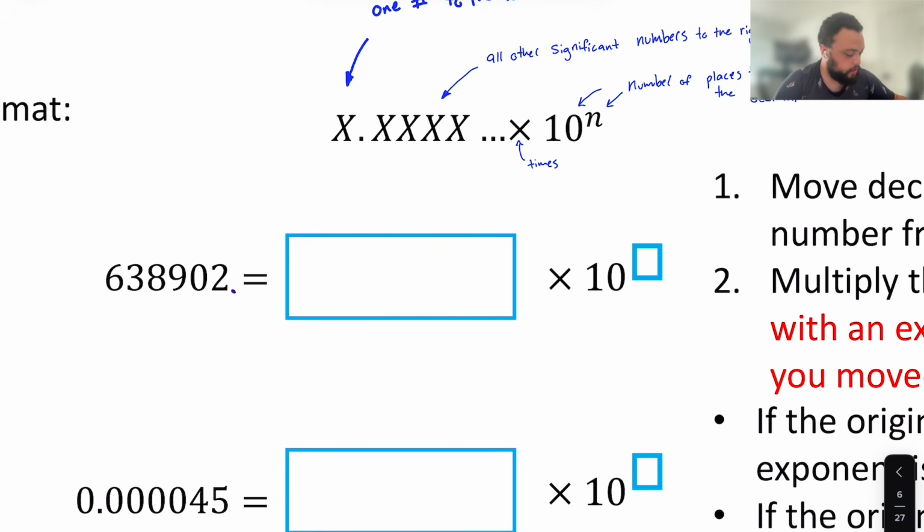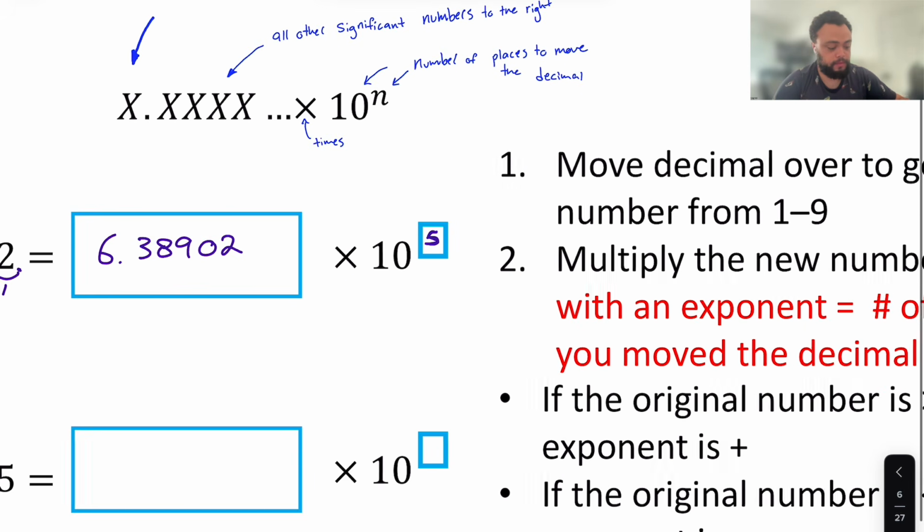And so how many times do we have to do that? Let's count them. In order to get there to be one number before the decimal, that's going to be 1, 2, 3, 4, 5. So we end up with 6.38902. And we had to move this 1, 2, 3, 4, 5. That moved it 5 times. So the number that I put up here is a 5. It's going to be a positive 5.